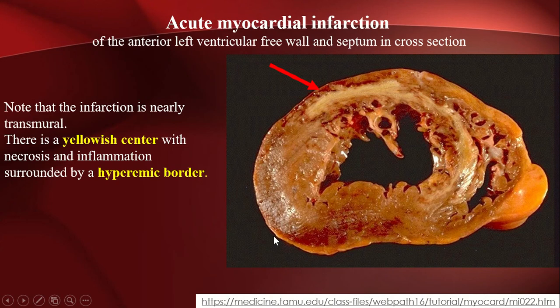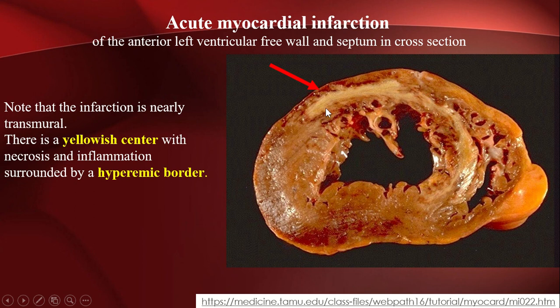This slide illustrates the acute myocardial infarction of the anterior left ventricular wall and septum in cross section. This is near transmural. Here you see the yellow center with necrosis and the demarcation zone, surrounded by the hyperemic zone, the zone of demarcation.